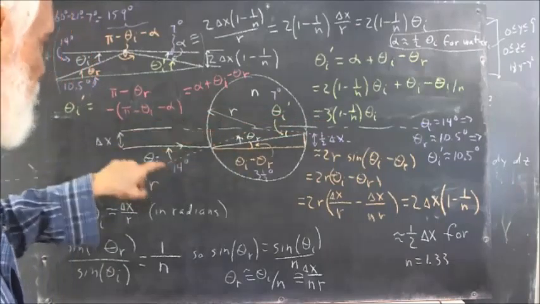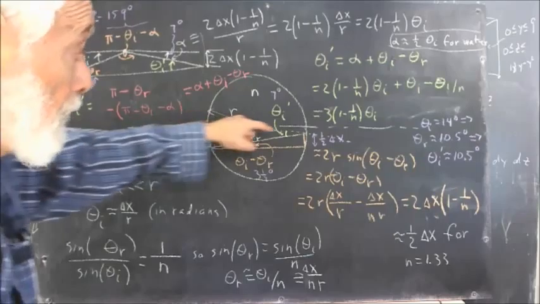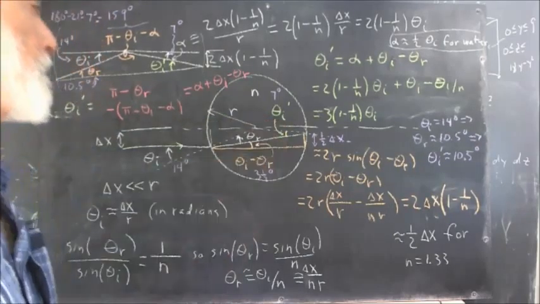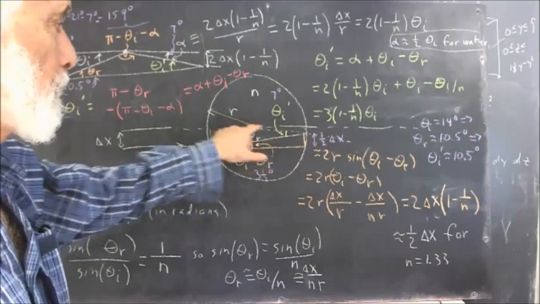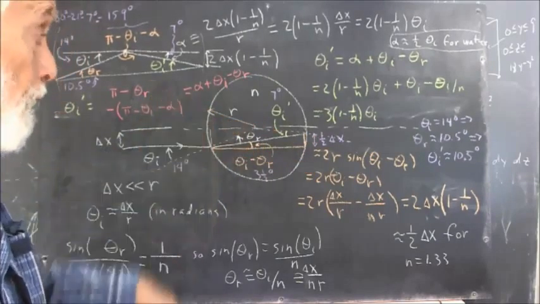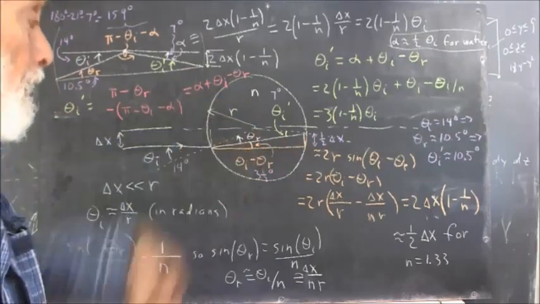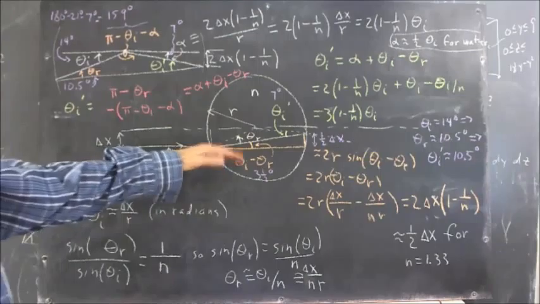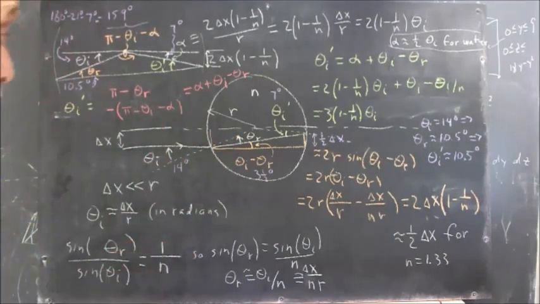So this angle is equal to this angle. This is about 14 degrees. This is about 7 degrees. Now, if this is 14 degrees and this is 7 degrees, then this obtuse angle in here is 180 degrees minus 14 degrees minus 7 degrees, about 159 degrees. Theta sub r is about 10.5 degrees for water.